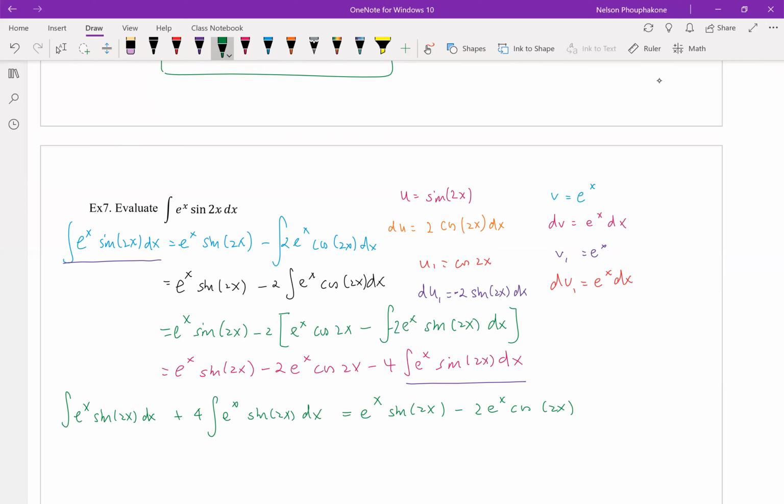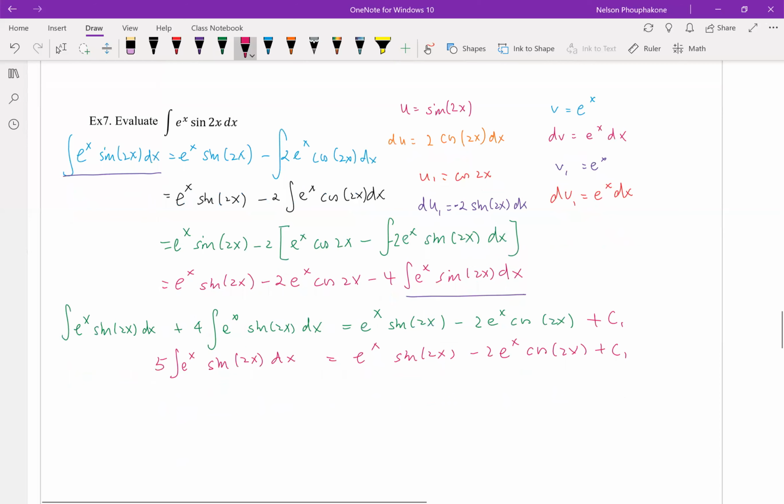Then now, what I'm going to do here is add a c, because when we take the derivative, the constant is gone, right? So we do need to have this. So I will have 5 e to the x sine of 2x dx is equal to e to the x sine of 2x minus 2 e to the x cosine of 2x plus c sub 1.